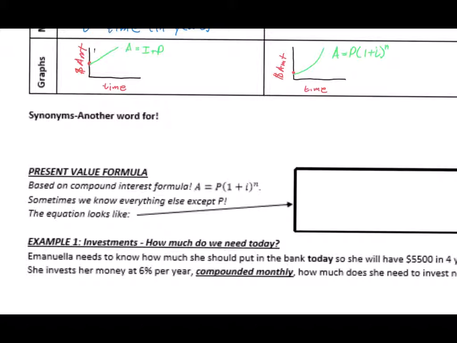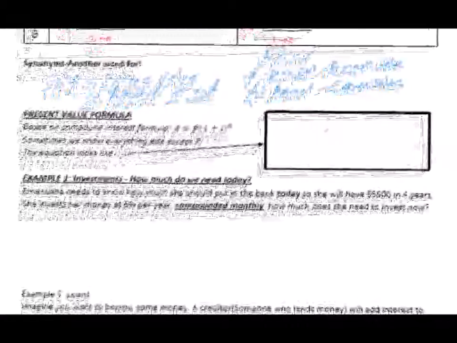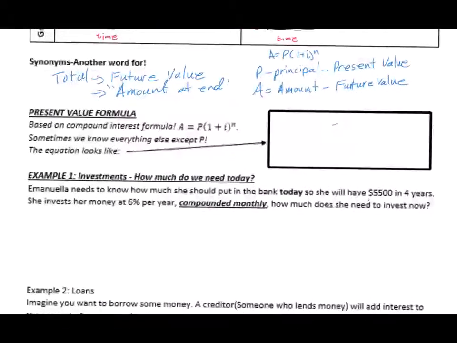All right. Let's move on to the new concept that we were studying for today. It's called the present value formula. So the present value formula is going to be based on what you studied before, which was this beautiful equation that we have here. A is equal to P(1 plus i) to the n.